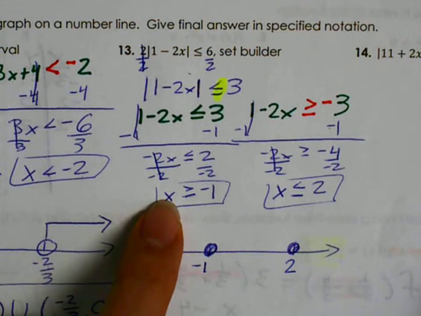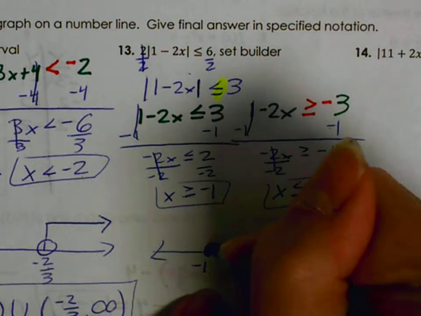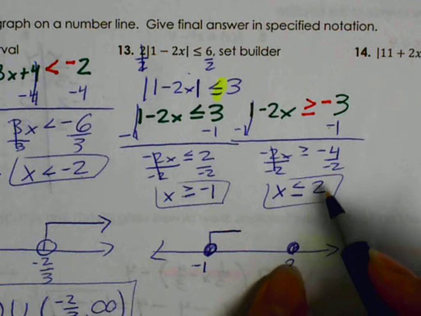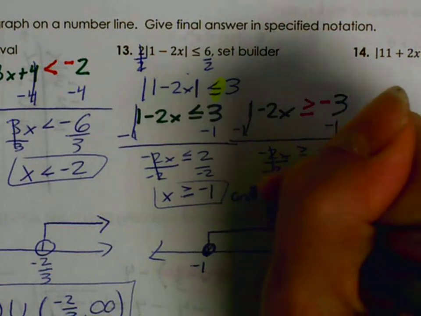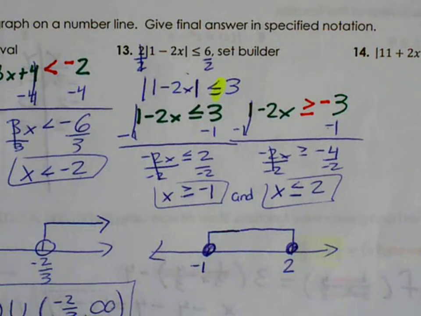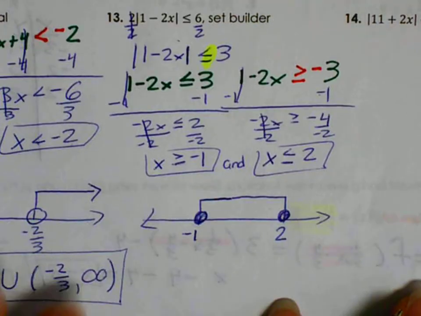And this one, if I am greater than or equal to negative 1, I'm going this way to the right. This one, if I'm less than or equal to 2, I'm going this way. So this one's an "and" inequality. It's sandwiched in between. And then my last step is set builder.